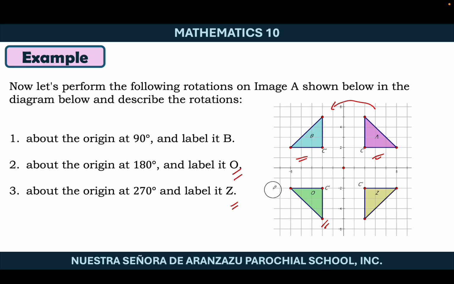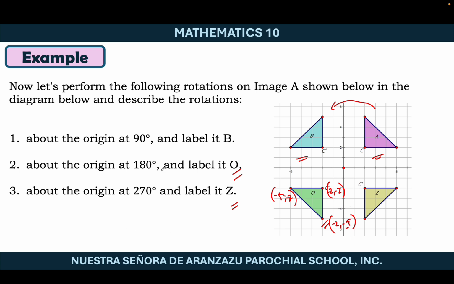So, this is the negative 5, negative 2. Then, this is 2, negative 2. Negative 2, negative 2. And this is negative 2, negative 5. Yan.